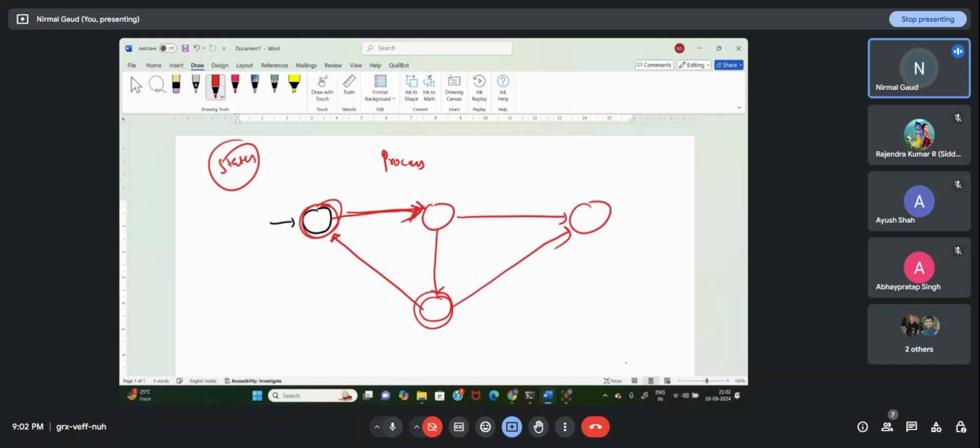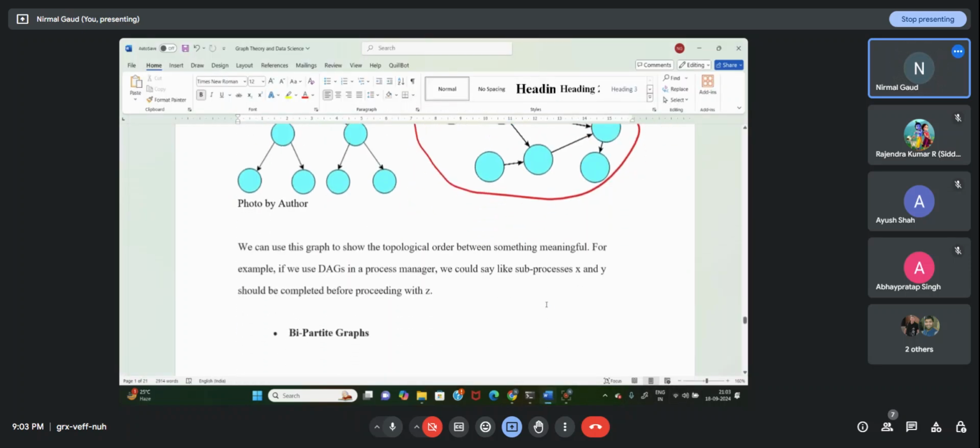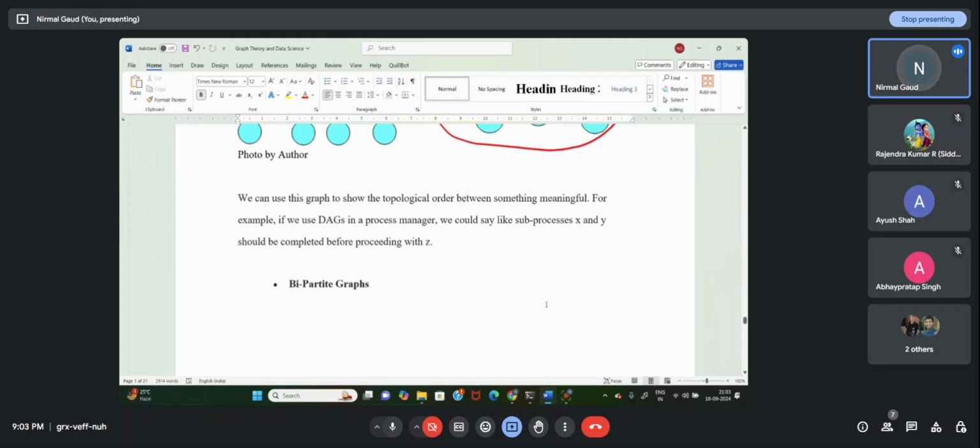Now we study this concept, process state diagram, and they are like DAGs, directed acyclic graphs. Hope there should not be any cycle. However, what I see here is creating a cycle-like structure. We are going to avoid such cycle structures. Let's see what it is trying to define. So we can use this graph to show topological order between something meaningful.